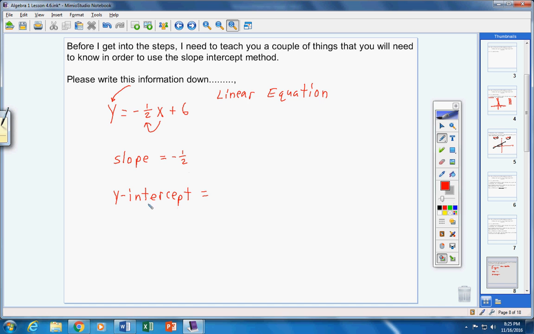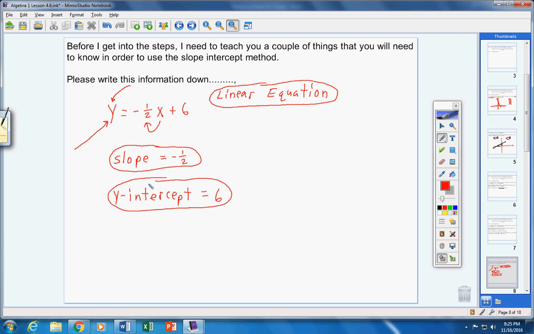And you always know the y-intercept. It is the constant term right here. Please don't ever forget that. Let me say it again for the fourth or fifth time. Anytime a linear equation has y all by itself, you know two things immediately. You know what the slope is, and you know what the y-intercept is.